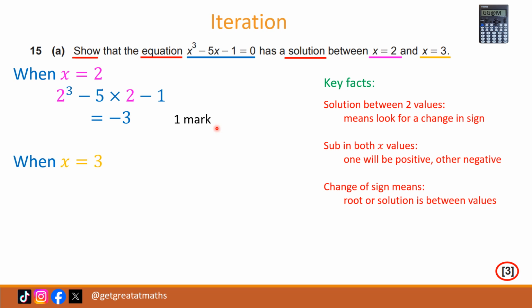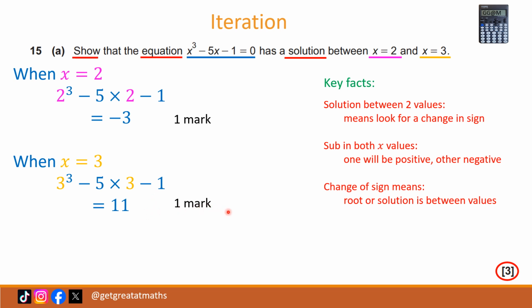The second mark comes from substituting my x equals 3 value in. So I do exactly the same now, but instead of writing x, I write 3. So I've got 3 cubed, take away 5 times 3, take away 1. Again, you can type it in your calculator or in your head. You've got 3 cubed, which is 27. Take away 5 times 3, which is 15. Take away 1, which will give you 11 for your second mark.